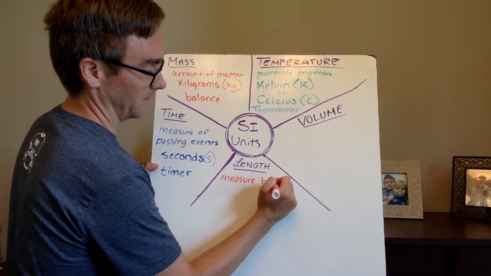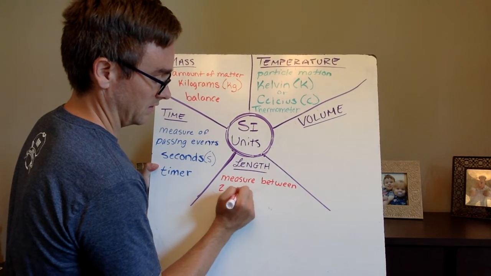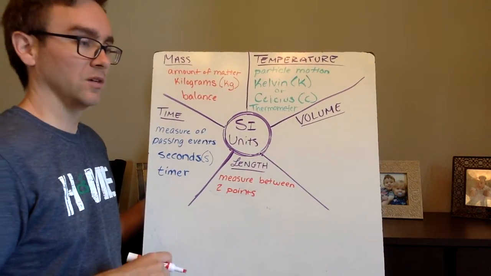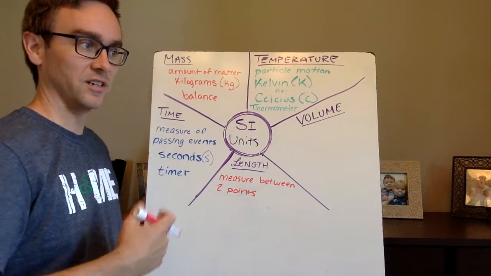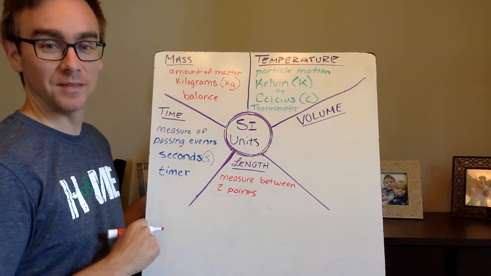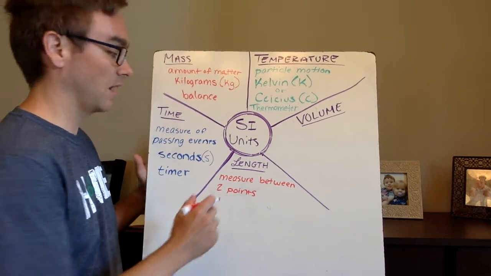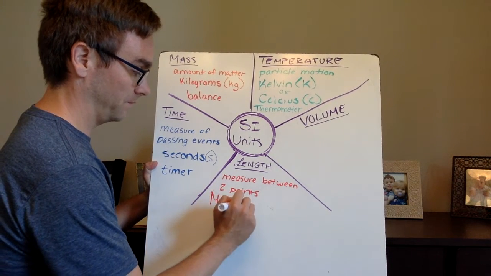Between 2 points, right? How long is something? Measurement between 2 points, and we typically use this in America. We measure in inches and feet. Again, that's an old English system that's not really used in the world. It's not the standard one we use. In the world, we use the metric system, which means it's based off of the meter.